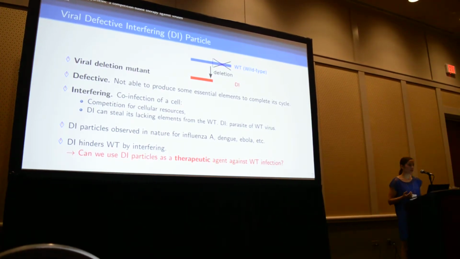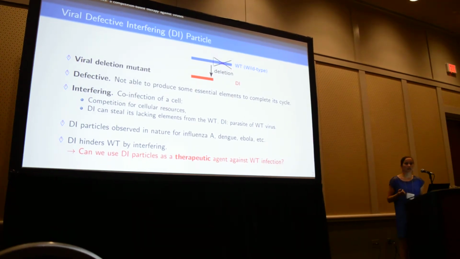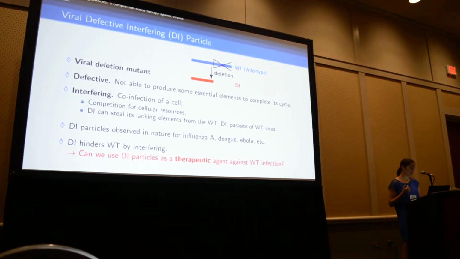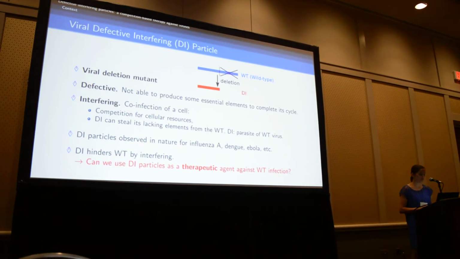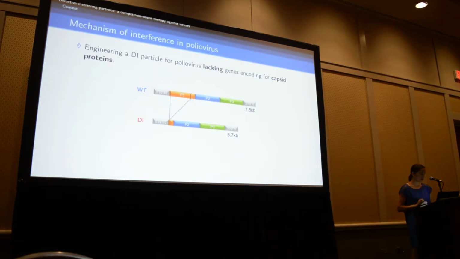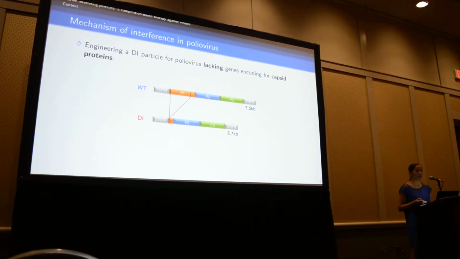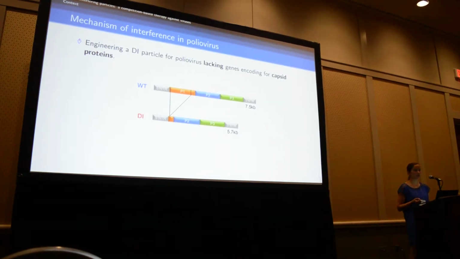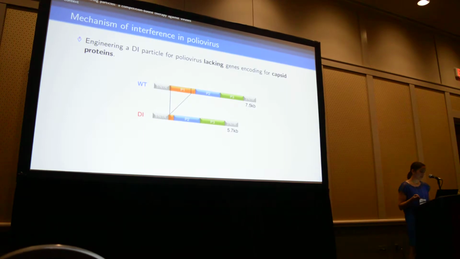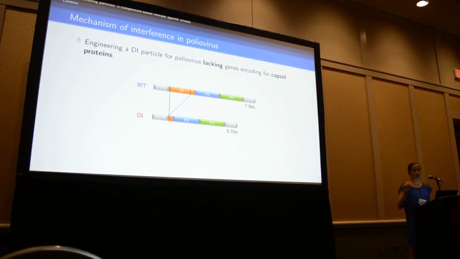So we can see that the DI hinders the wild type by interfering, and we would like to use DI particles as a therapeutic agent against wild type infection. For this, we started by engineering a DI particle for poliovirus that is lacking genes encoding for capsid proteins. You can see here a representation of the wild type genome, and the P1 region is the one encoding for the capsid proteins. You can see that in the DI genome, most of the P1 region was deleted.